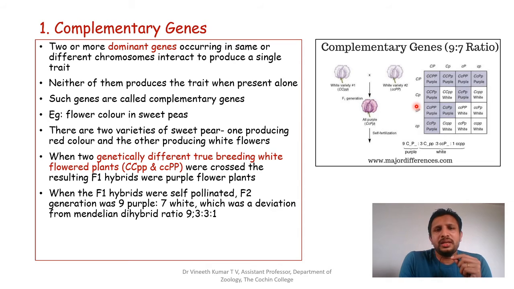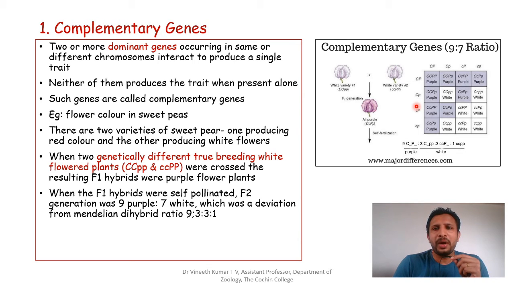And the result was interesting because this particular experiment was conducted by Bateson and Punnett, but when they expected a ratio which was a normal Mendelian ratio, which is 9 is to 3 is to 3 is to 1, they were surprised to have a new ratio which is 9 is to 7. 9 purple and 7 white rather than 9 is to 3 is to 3 is to 1. So they were interested to know what is responsible for this particular change in the Mendelian ratio to 9 is to 7.